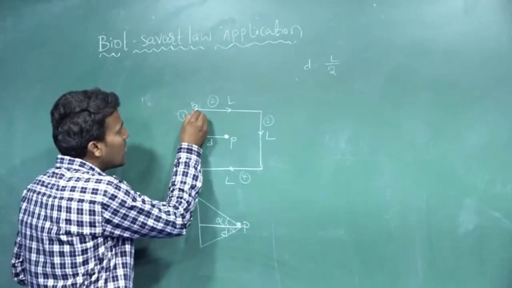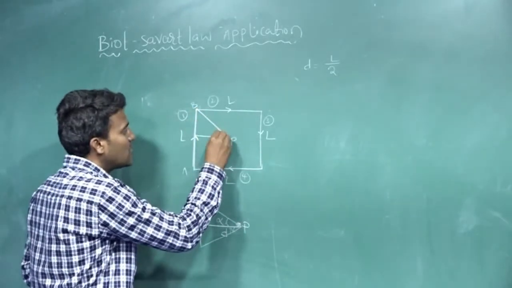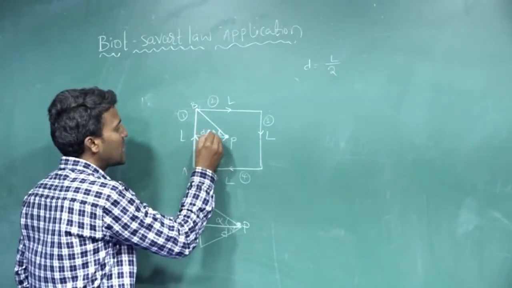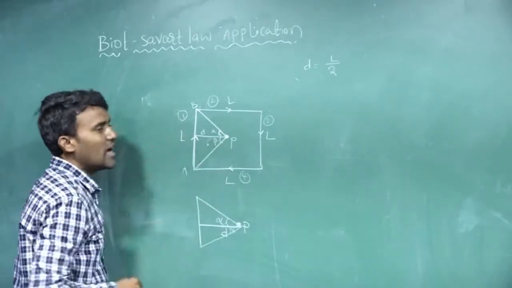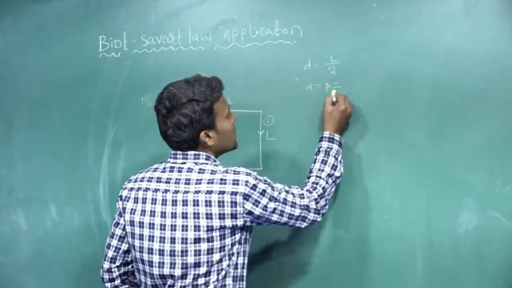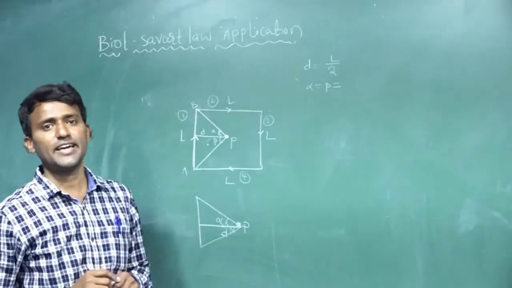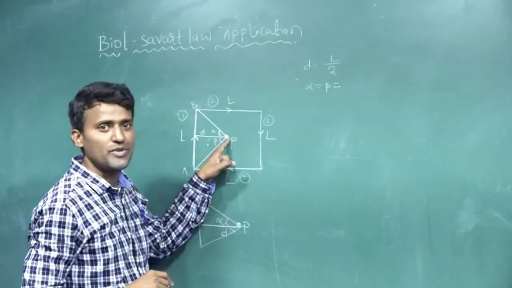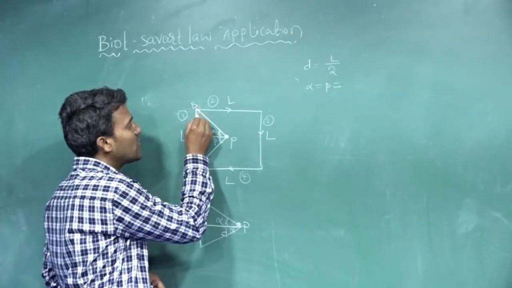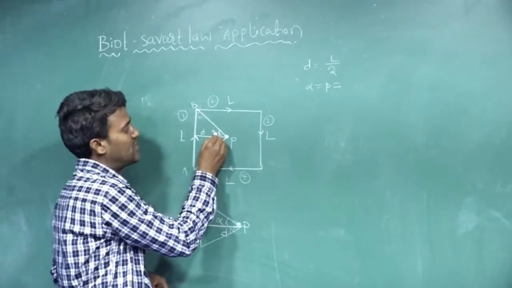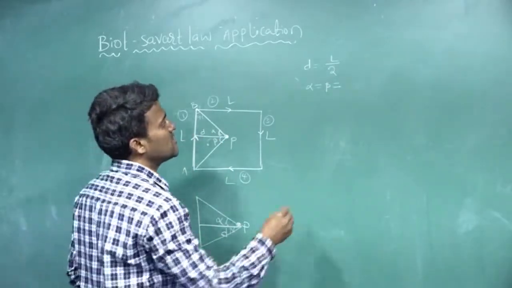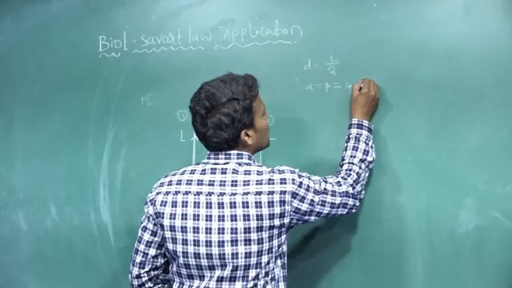Then this is angle alpha, and this is angle beta. What are alpha and beta equal to? It is a perfect square shape, and we have taken exactly the center point. So at that moment, this is 90, which means this angle is 45 degrees and this angle is also 45 degrees. So alpha and beta are both equal to 45 degrees.